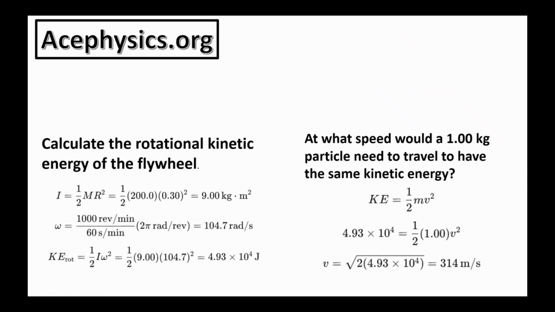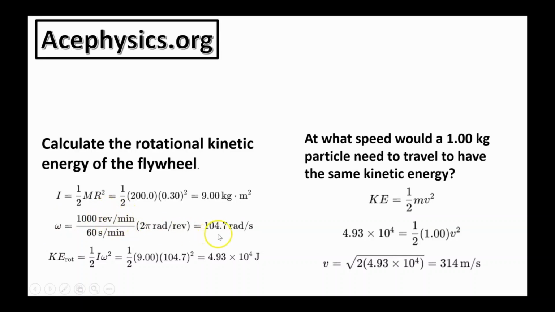Rotational kinetic energy equals 1/2 I omega squared. The moment of inertia of a cylinder is 1/2 mr squared. The mass was given as 200 kilograms. The radius is 0.3 meters. The moment of inertia is 9 kilograms meters squared. To get omega, the angular velocity, we have to convert from revolutions per minute to radians per second.